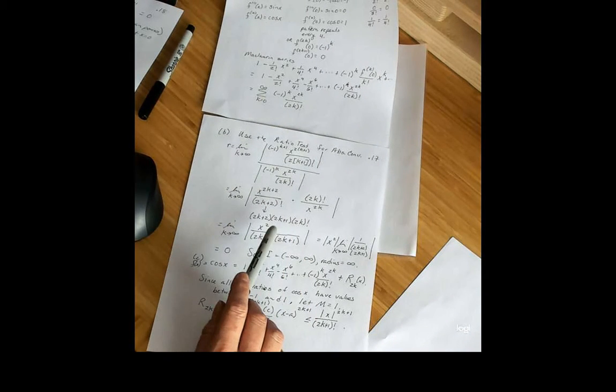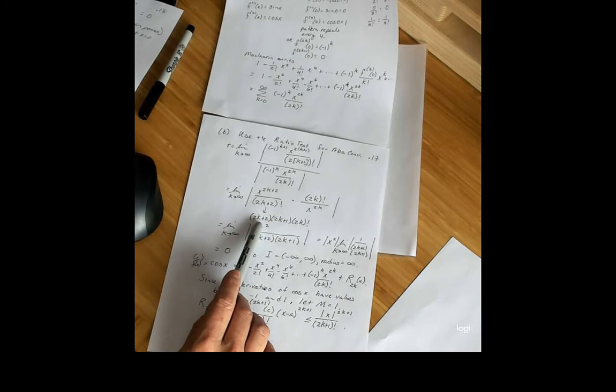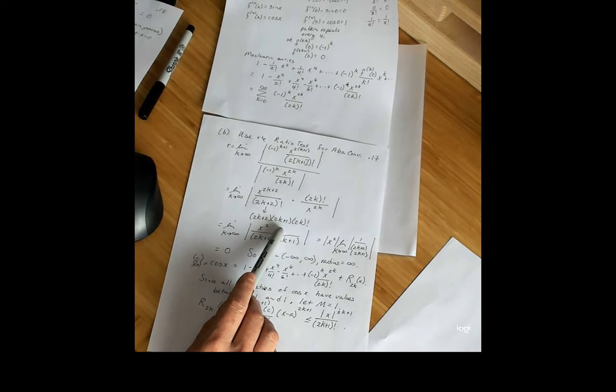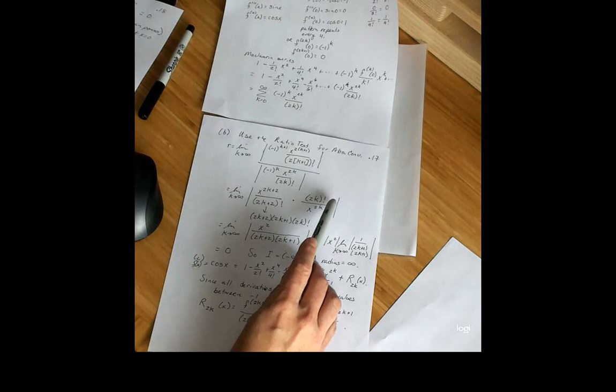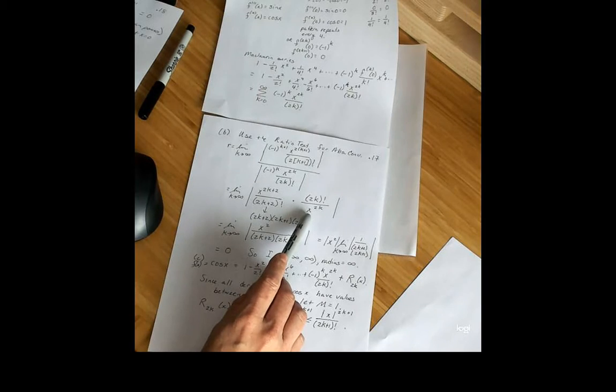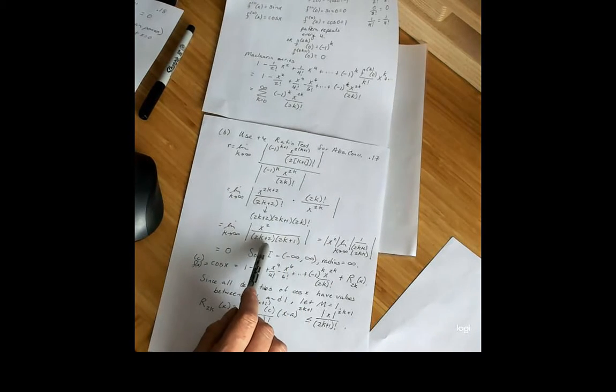When you expand 2k plus 2 factorial, it can be written as 2k plus 2 times 2k plus 1 times 2k factorial, and that will cancel the 2k factorial there. We can use the subtraction rule. When you divide by bases that are the same, you subtract their powers. So this will give me x squared over the product of these two binomials.